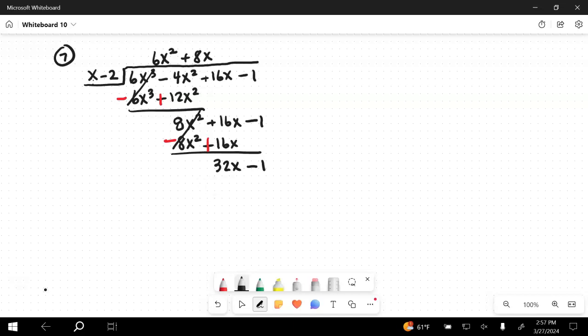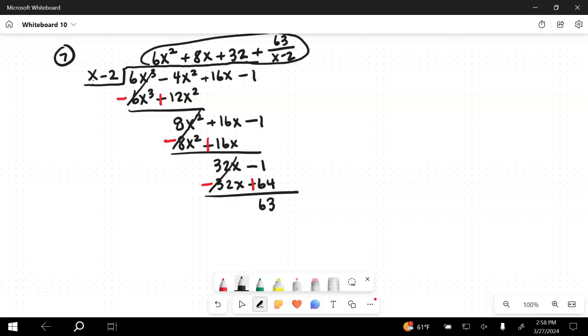What can you multiply the x by to get 32x? 32. 32 times x is 32x. And 32 times negative 2 is negative 64. But we change the signs. Combining like terms, the 32x's are going to cancel. That's what we wanted to happen. And we get 63. That's our remainder. Remainders are always added on and put over the divisor.